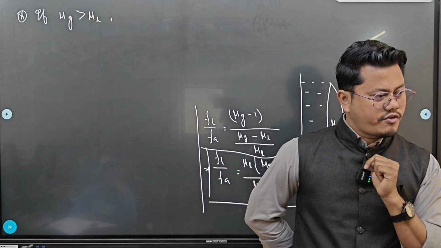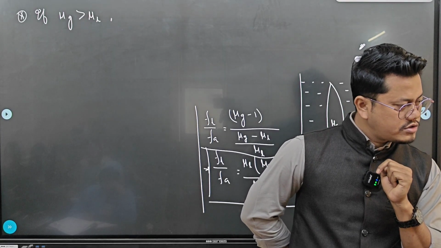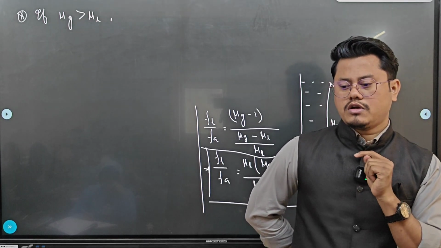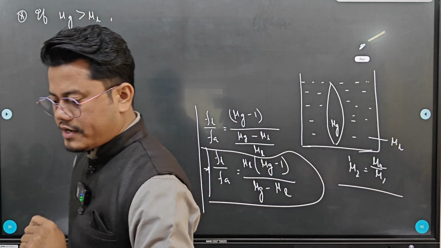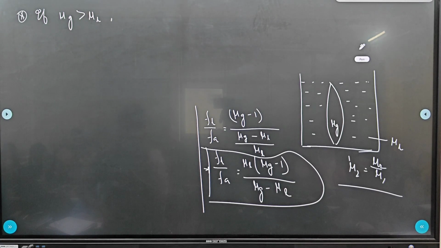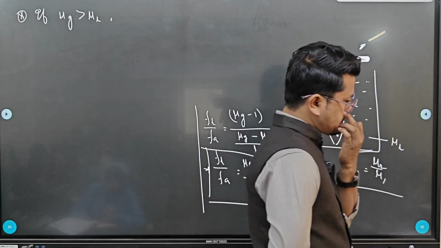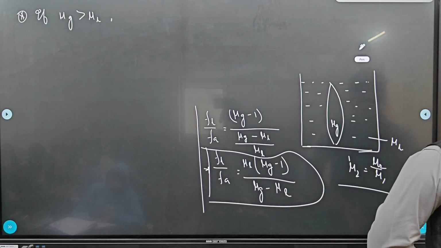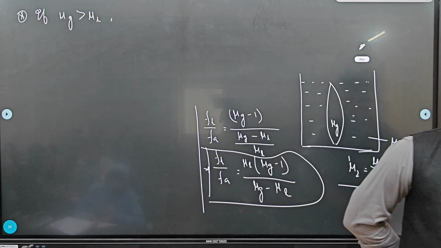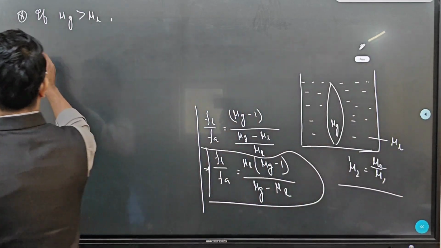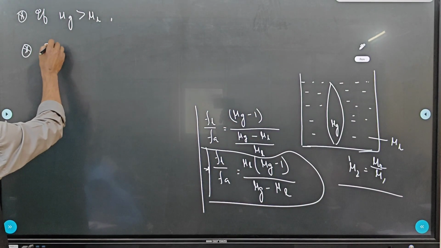And just tell me one thing, if focal length increases, then power should decrease. Very good. Got it or not? Just write, but focal length increases and power decreases. I hope you understand. Got it? Go for the next interpretation.